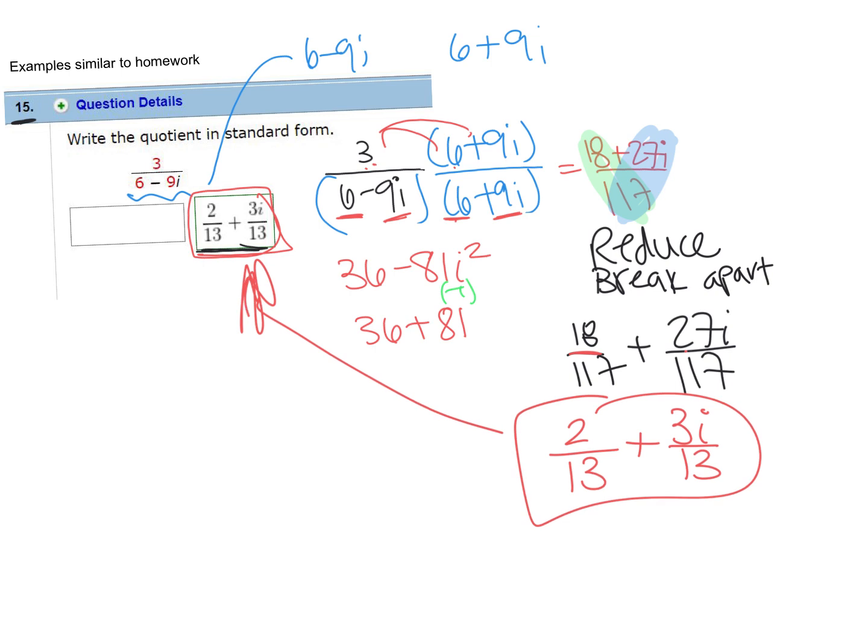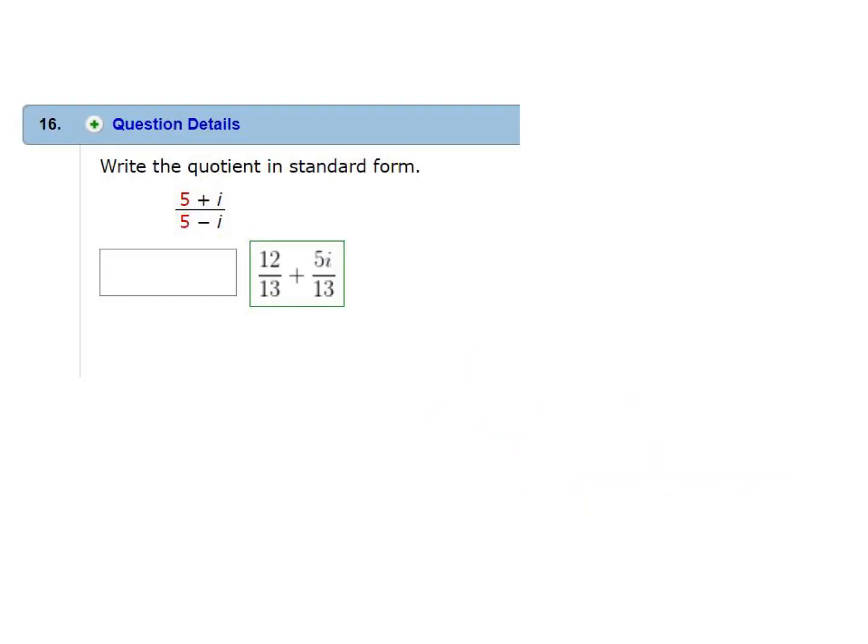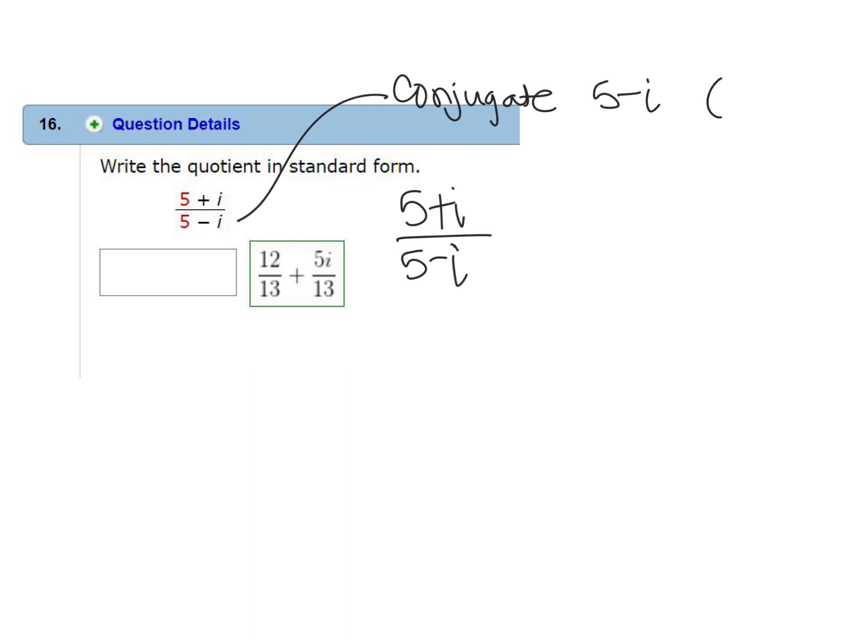All right, let's try number 16. It's like your homework. So I have 5 plus i over 5 minus i. My conjugate of the denominator, 5 minus i, would be 5 plus i. So I'm going to multiply the top and bottom by 5 plus i.